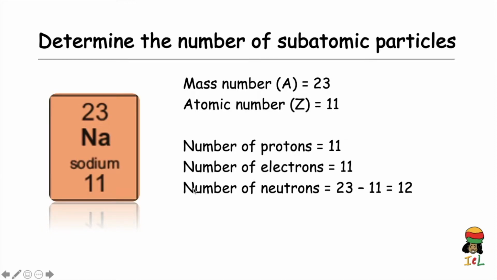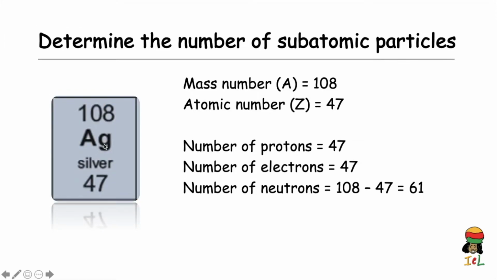Next, we're going to look at sodium. Sodium has the symbol Na, and notice it's an uppercase N followed by a lowercase a. Now, sodium has 23 as the mass number and 11 as the atomic number. Therefore, knowing the atomic number is 11, we know we have 11 protons and 11 electrons. To calculate the number of neutrons, we take away the atomic number from the mass number. So we have 23 minus 11, which gives us 12 neutrons. So the atom sodium has 11 protons, 11 electrons, and 12 neutrons.